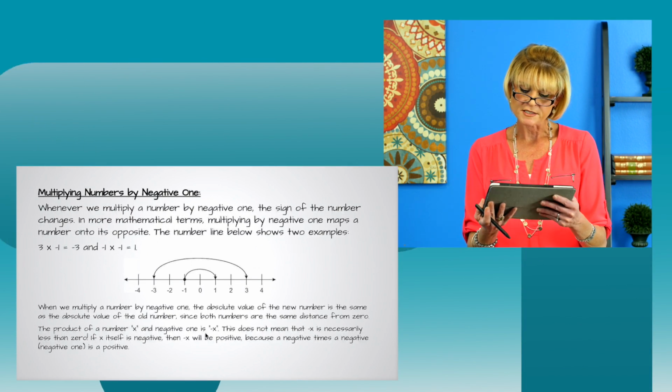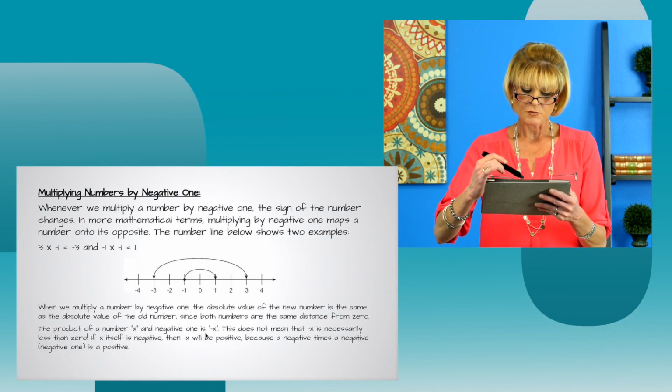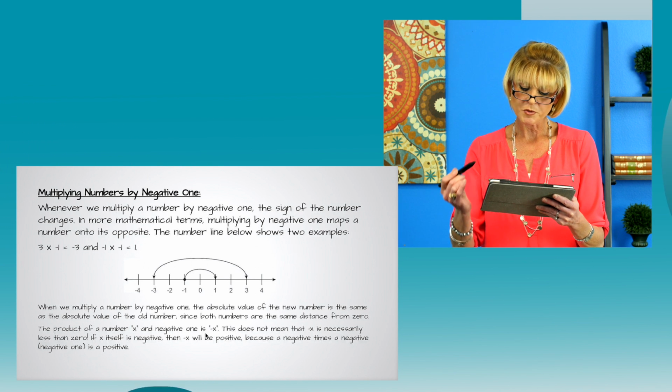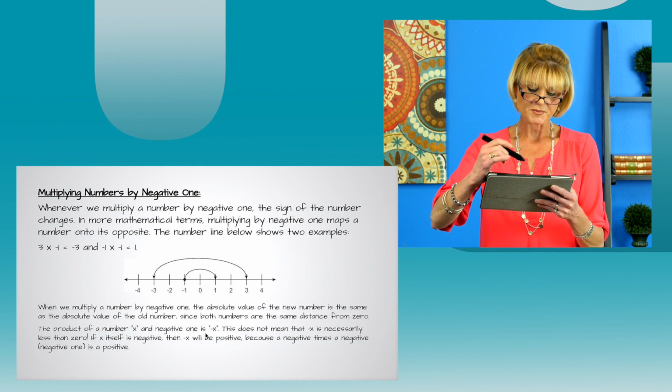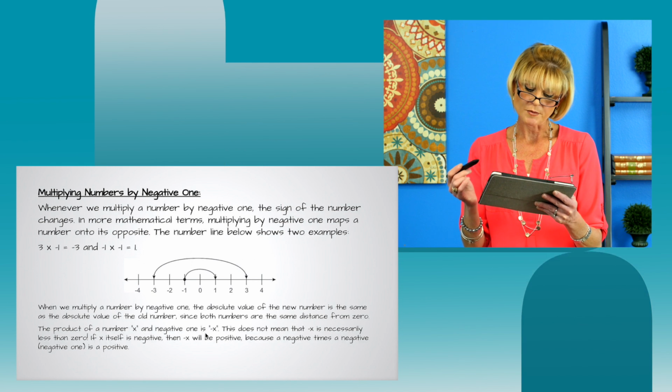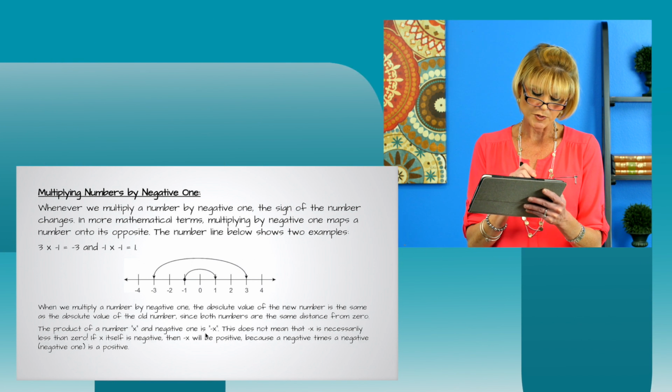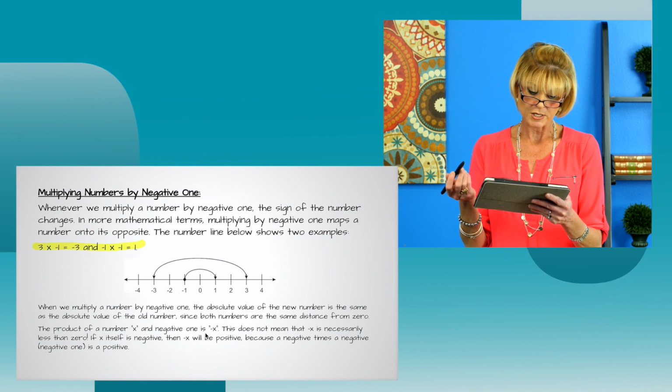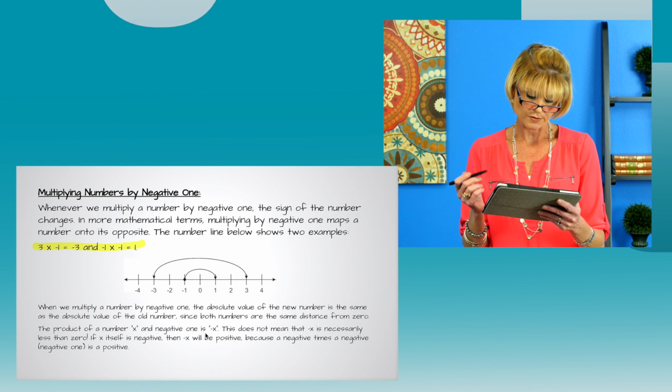So whenever we multiply a number by -1, the sign of the number changes. In more mathematical terms, multiplying by -1 maps a number into its opposite. The number line below shows two examples. 3 times -1 equals -3, and -1 times -1 is +1.